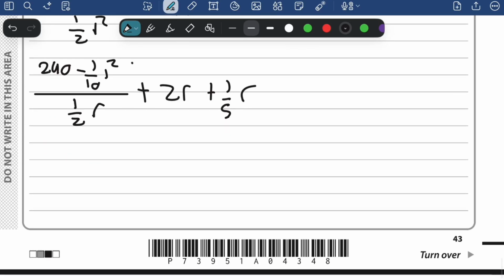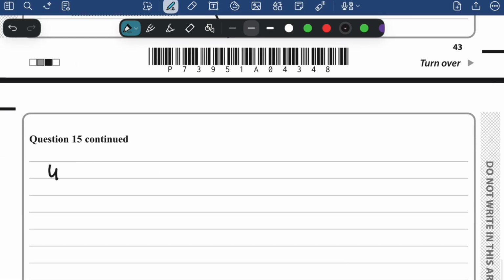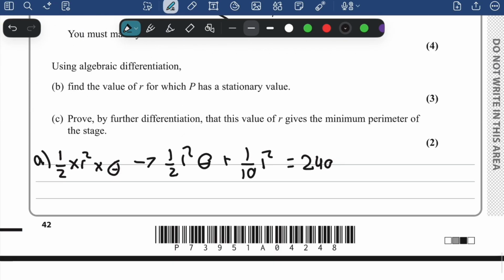So then we can simplify the fraction, right? We'll say 240 divided by a half. It's going to be 480 divided by half r, so 480 over r. Then minus 1/10 divided by half r. It's going to be minus a fifth r. Add 2r, add a fifth r. Now these are going to cancel out as we're adding them together to make 0. Which then just leaves us with 480 over r add 2r, which is what we are told to find in part A.